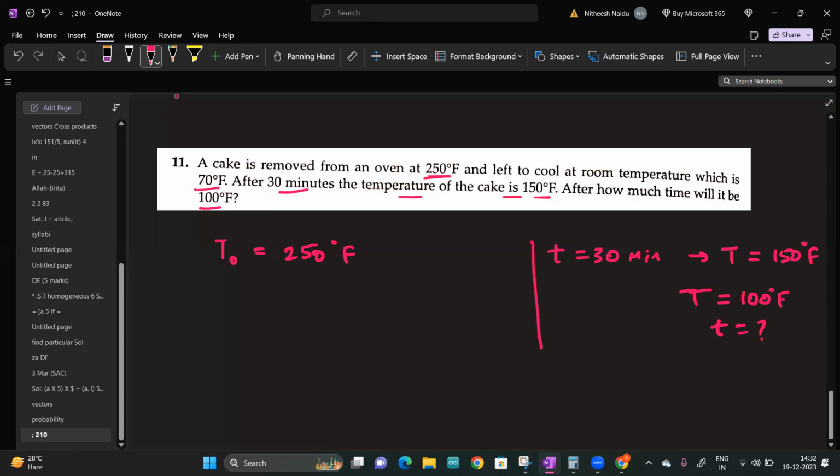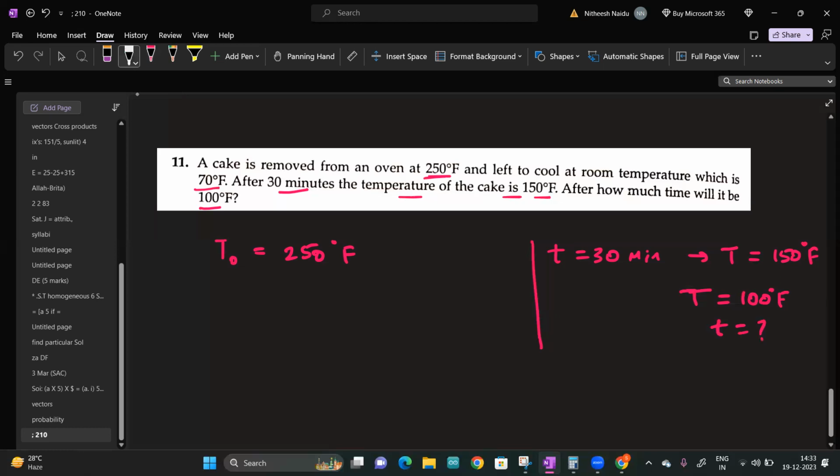Initially, the cake is 250 Fahrenheit, like a cup of tea was 95 or something. After 1 minute, the cup of tea becomes some temperature. In the same way, after 30 minutes of time, the cake got 150. So its temperature is decreasing. Now the question is, at getting 100 Fahrenheit, what was the time? How much time is required to get this temperature?